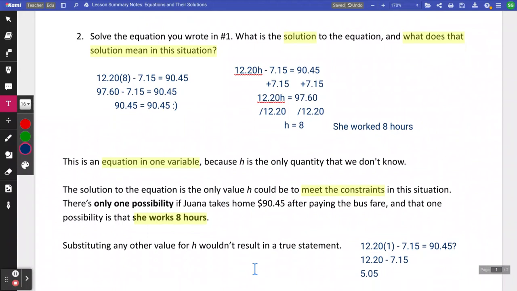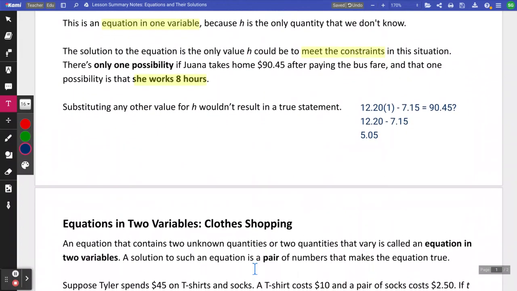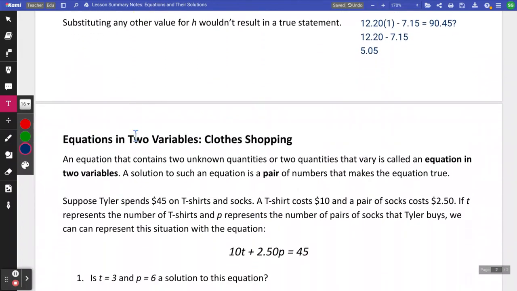This was one major topic we had talked about in this lesson. The other topic was something we called equations in two variables. And you could probably guess what an equation in two variables is. It's going to be an equation that has two unknowns or two variables in it.